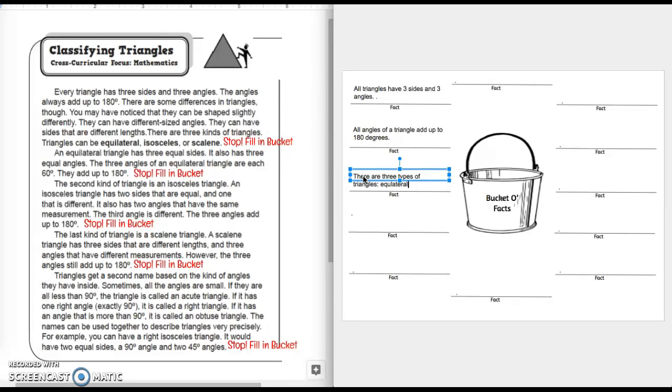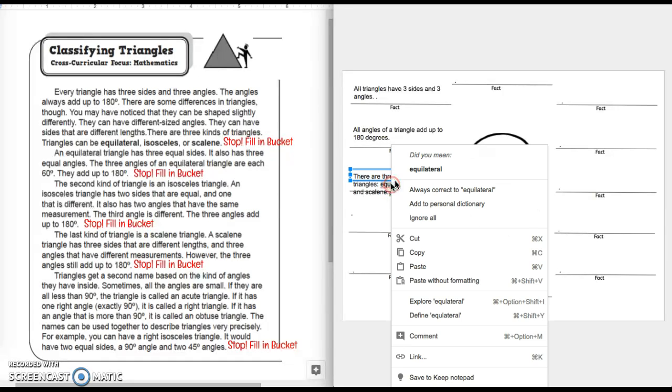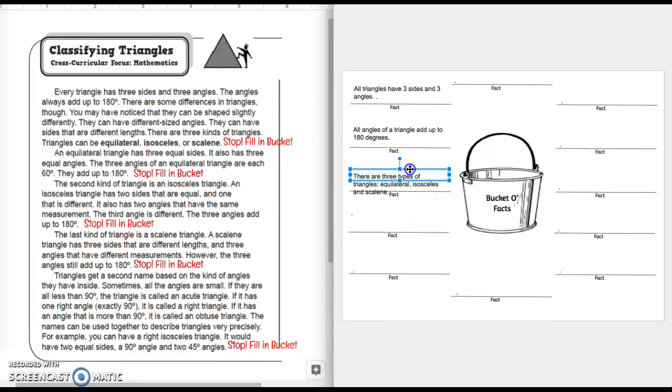Equilateral, isosceles, and scalene. Oops, I spelled equilateral wrong. So I think those are the 3 most important facts that are in paragraph 1. So we're going to go ahead and we're going to move on to paragraph 2.